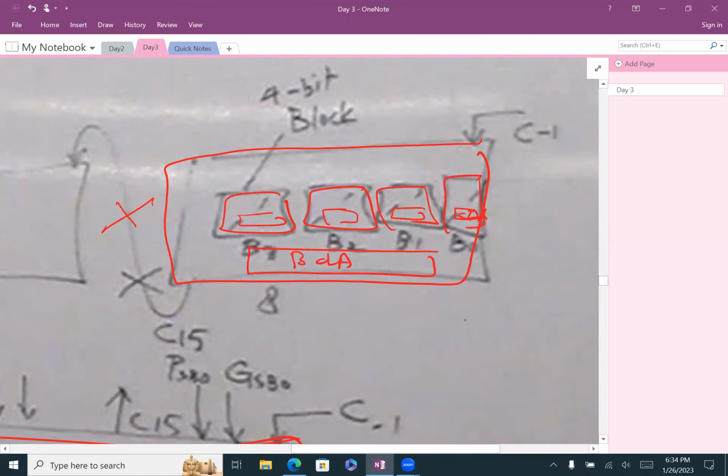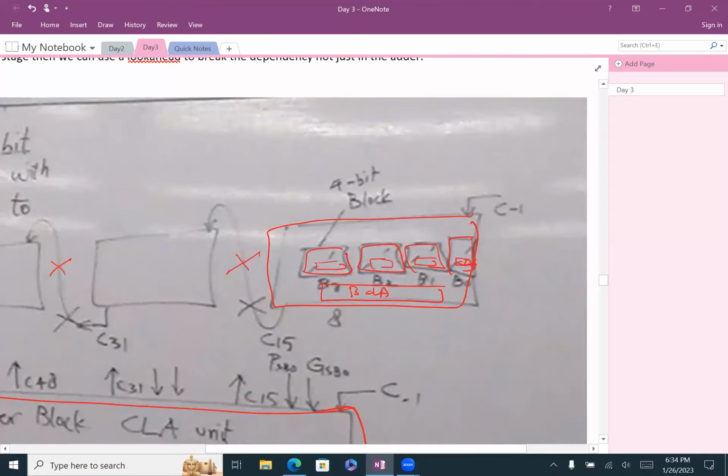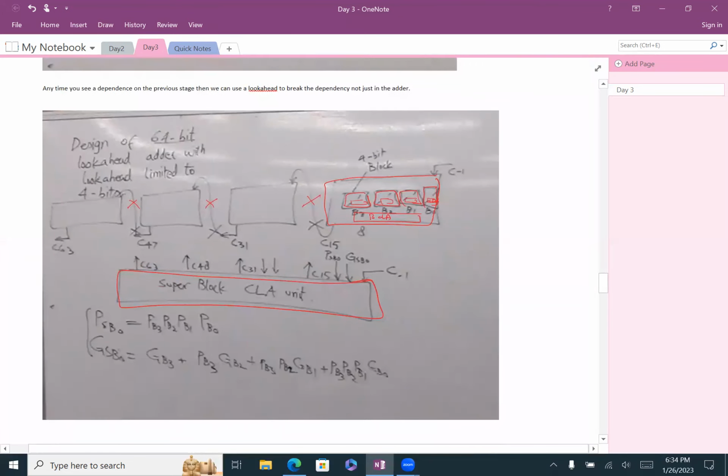That's the 16. Am I in the right location? Yes. All right. So that's a total of 16 bits here. Then you will need 4 of them. So you need 4 of the super block.